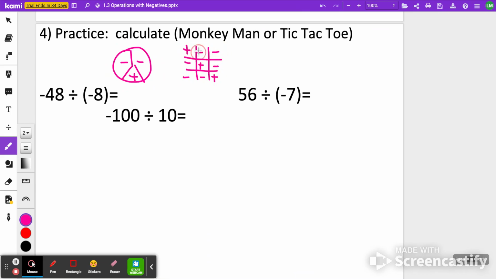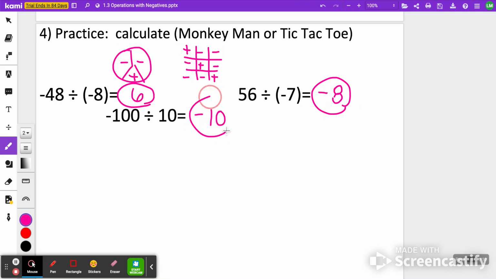All right, so let's try negative 48 divided by negative 8. That's a negative divided by negative, which automatically means positive. So my answer for this one is positive 6. 56 divided by negative 7 is negative 8. And negative 100 divided by 10 is negative 10.